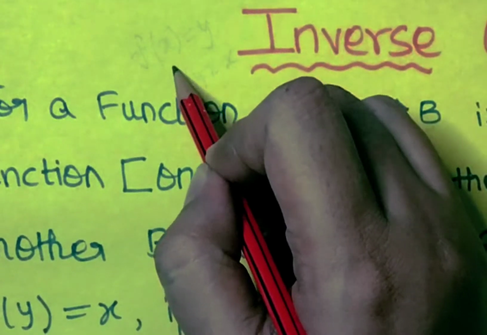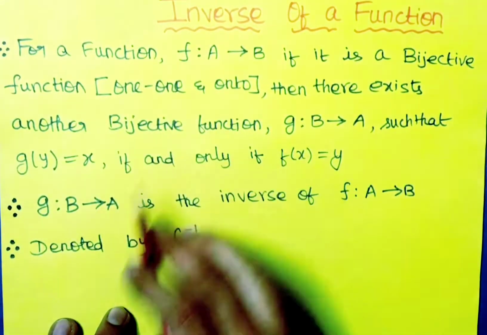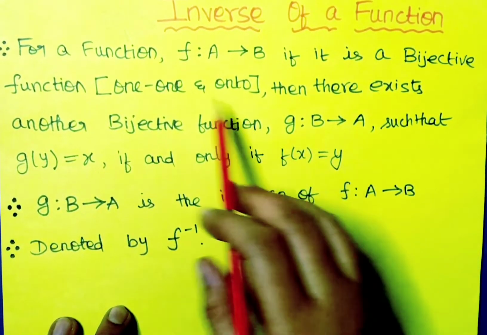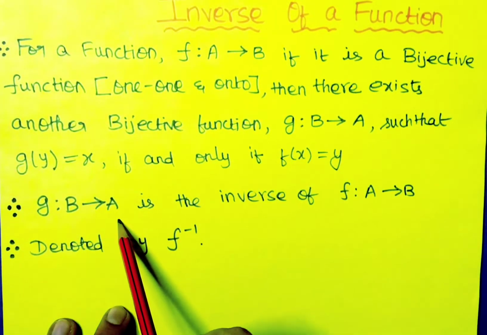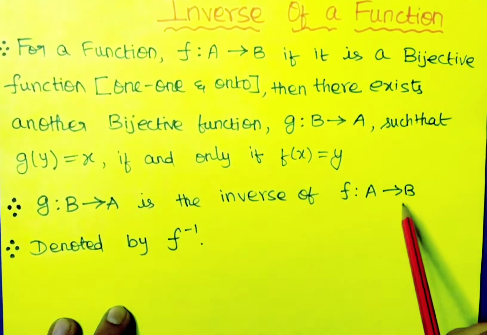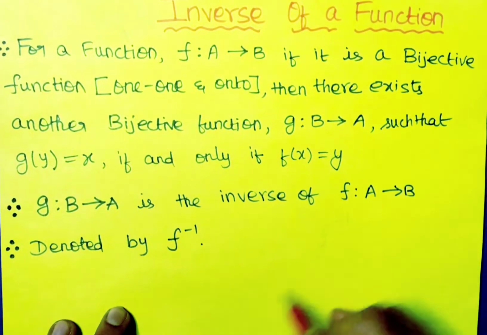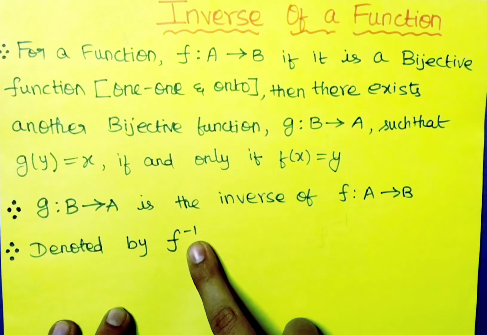The same function we cannot write, so g of y is equal to x, just replacing the x and y positions, if and only if f of x equals y, that is 1 to 1 and onto. So g, a function from B to A, is the inverse of f, a function from A to B. We can denote it with f inverse, power minus 1. This inverse is the topic for CBSE class 12 students, second chapter.